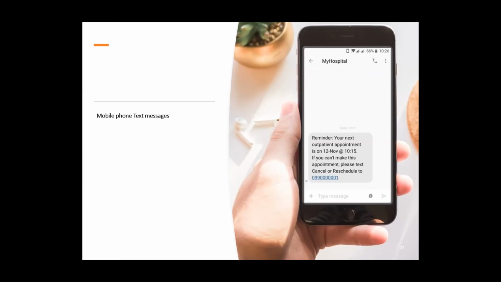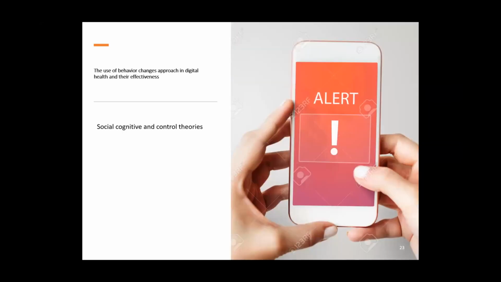But very importantly, personalize the text messages when you communicate with your patient. For example, "Dear Jan, we would like to remind you to take your medication." Many studies show that when you personalize the text message, it becomes more effective than sending a general text message to your patient.